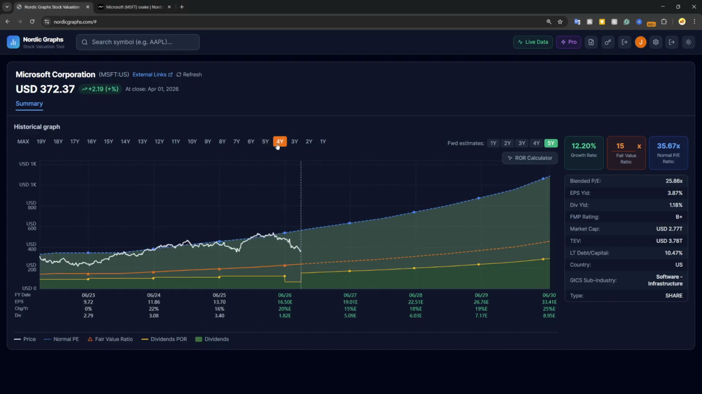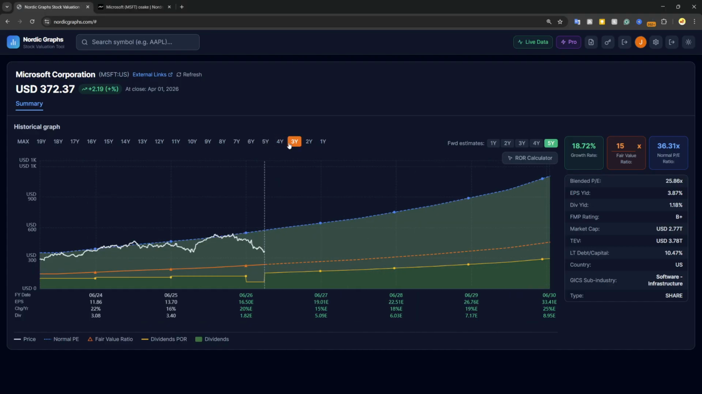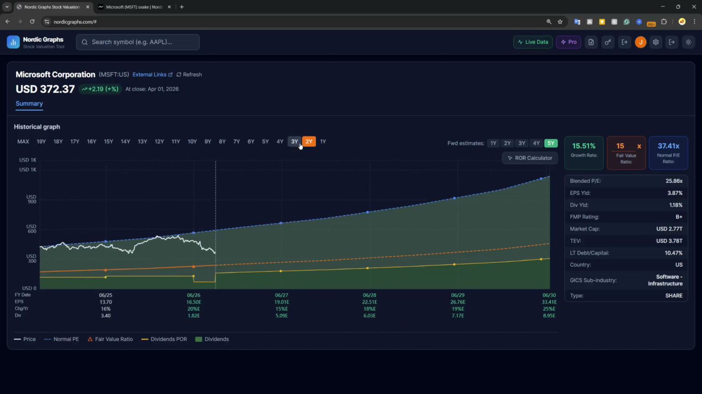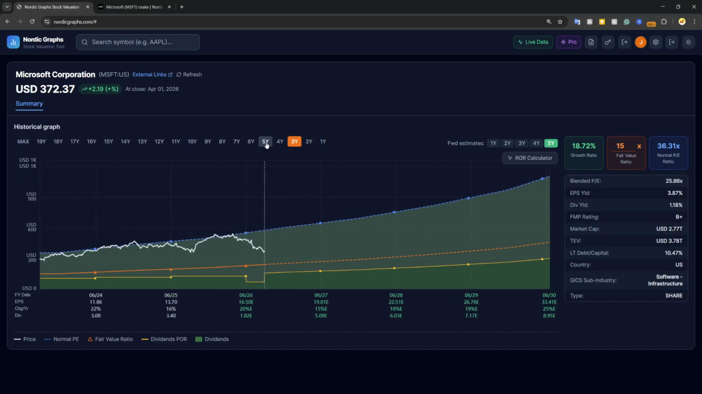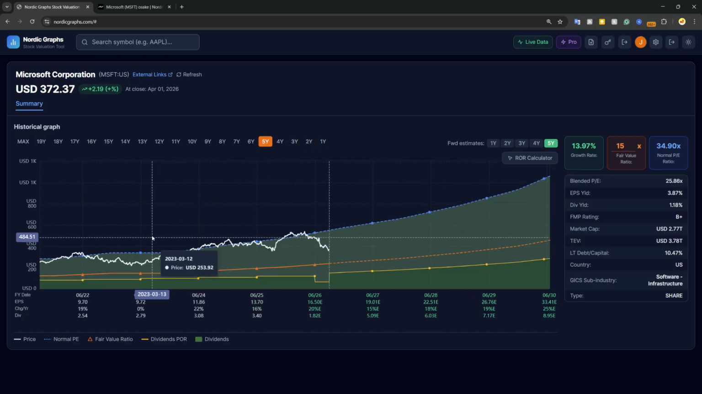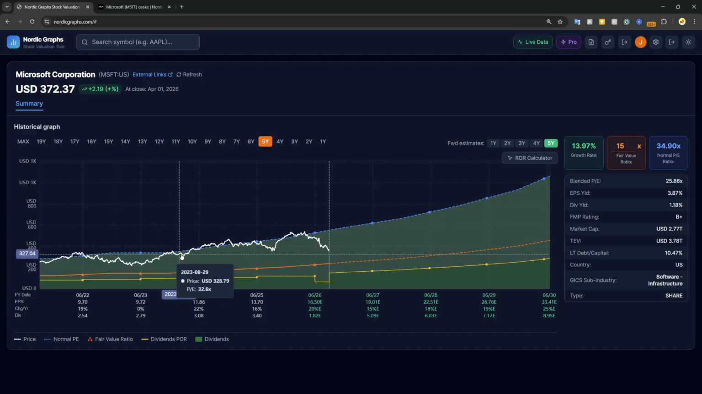We can also change the time scale, and then we see the growth rate and normal PE values changing. But I think a 5-year history and 5 years forward is a quite good starting point for looking at this.